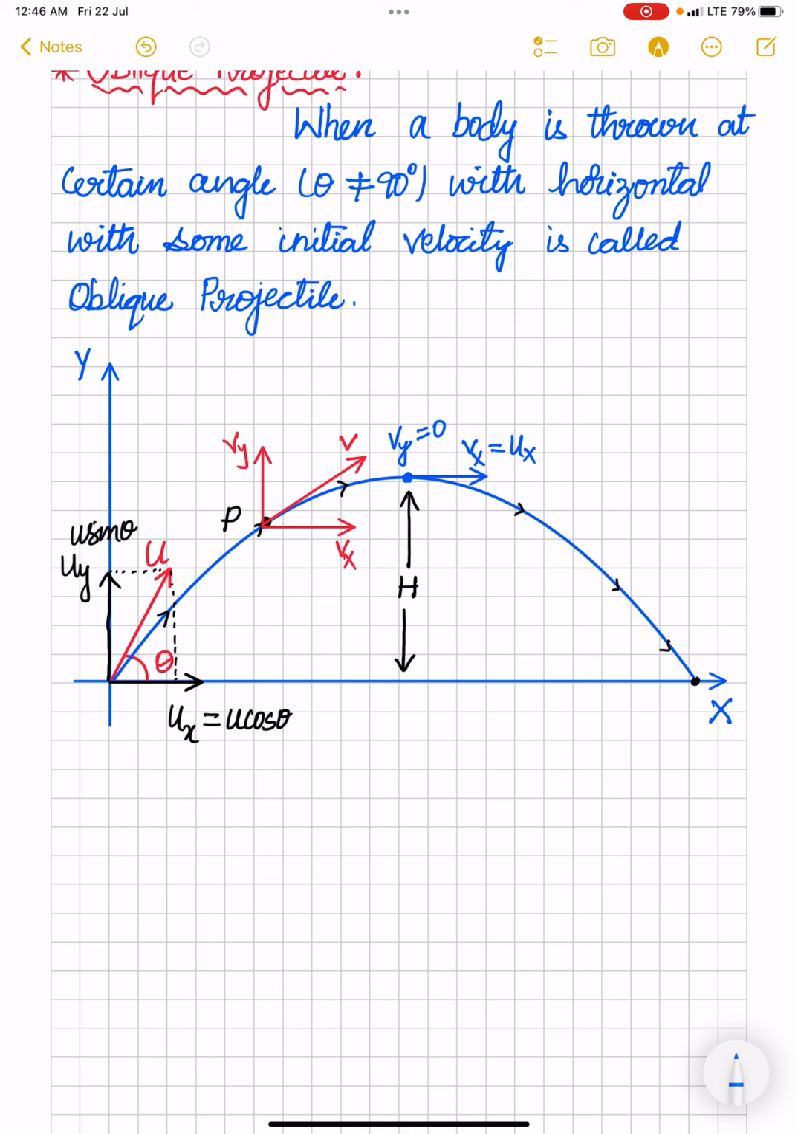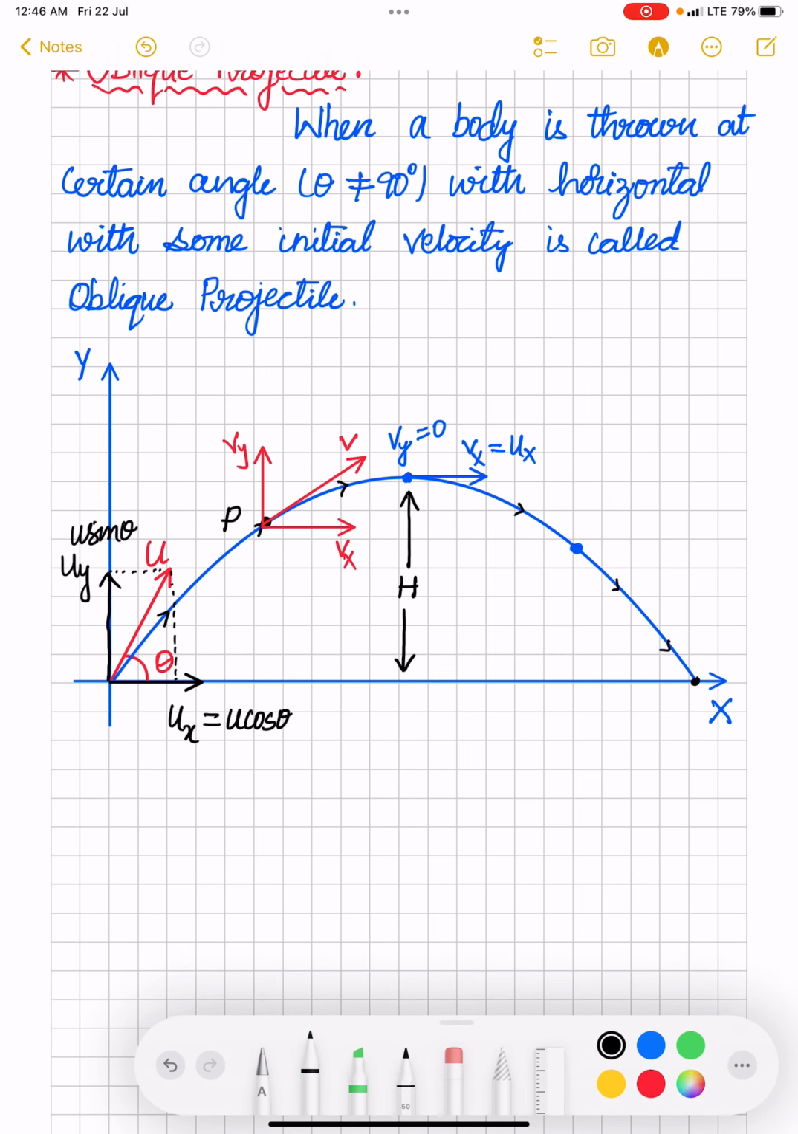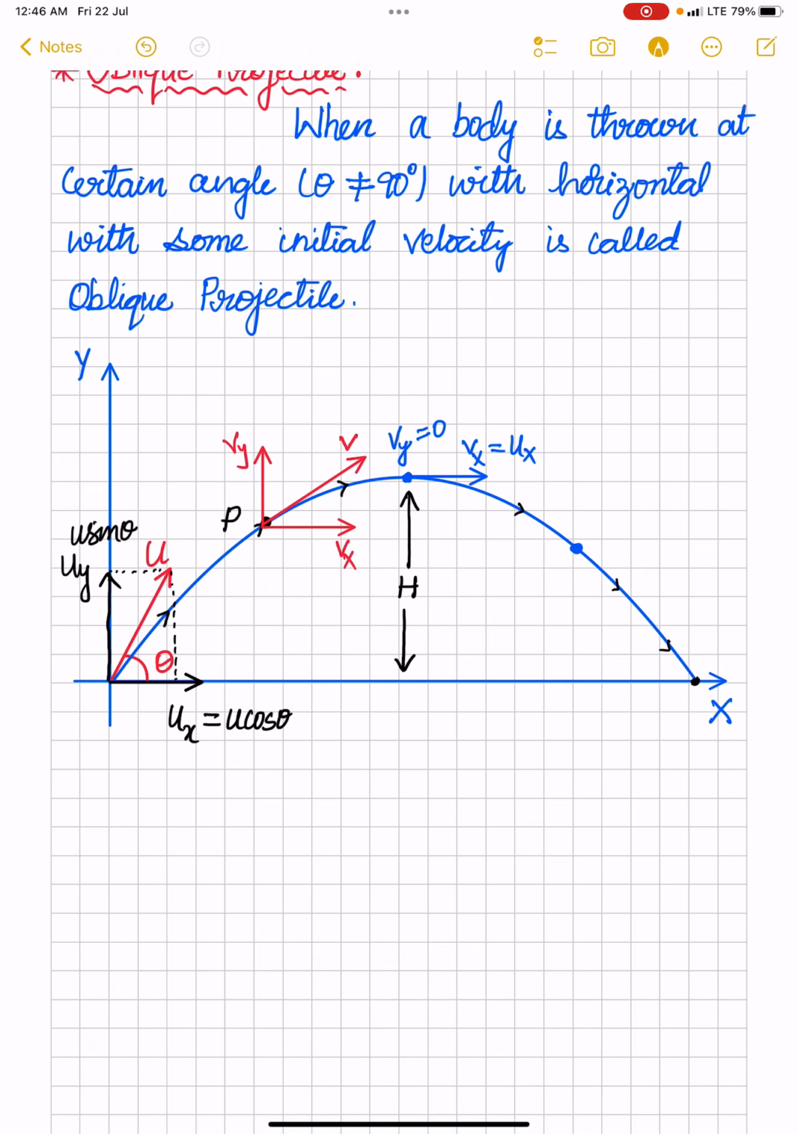And if you want to consider one more point somewhere here during its path, the same old logic applies: the tangent direction will be the velocity direction, and then its components will be taken, one along the horizontal, that is Vx, and another along the vertical. But this is downward motion, so this can be considered as Vy. These are the velocity components, or velocity of the particle at different positions.